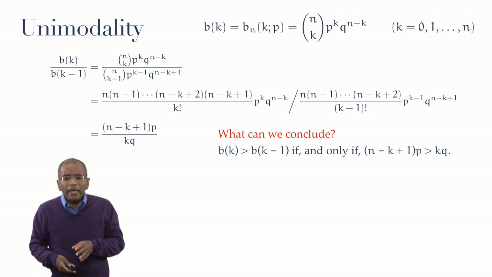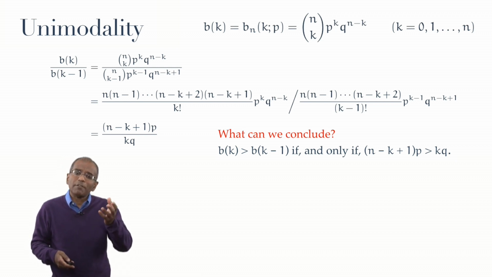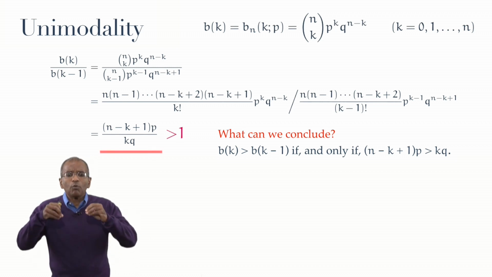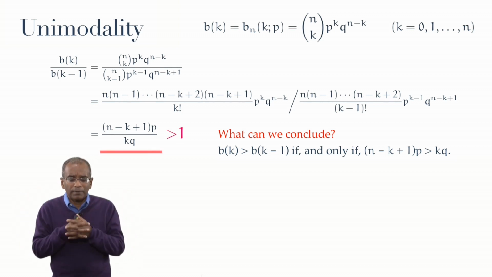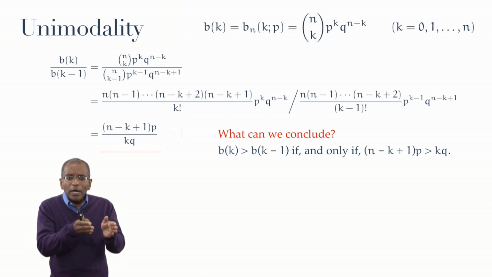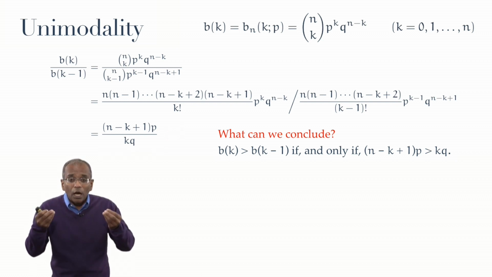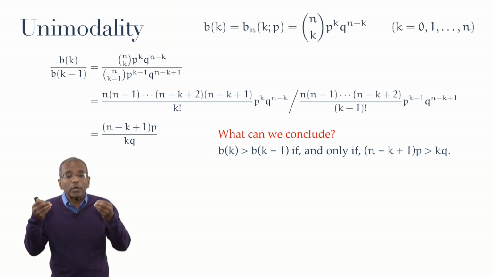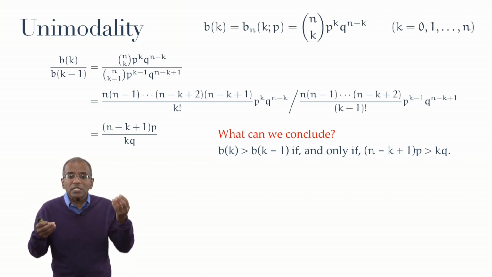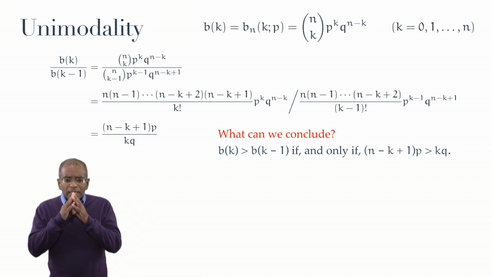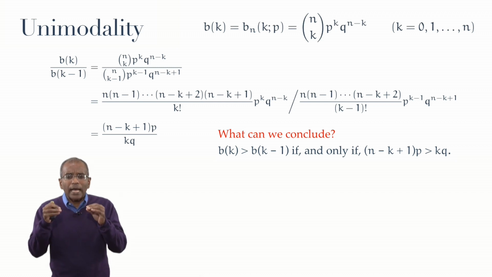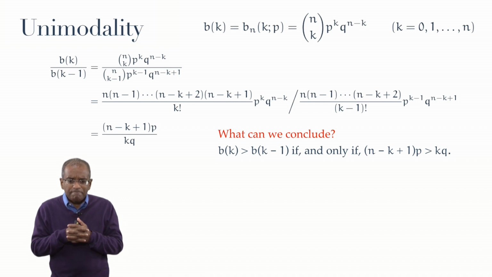What now if b of k is bigger than b of k minus 1? That says the fraction on the right is bigger than 1, and now we immediately have a criterion. A successive binomial probability is strictly larger if and only if n minus k plus 1 times p is larger than k times q. Let us savor this. This is an elegant and simple inequality, but of course we do want to simplify it a little bit further.